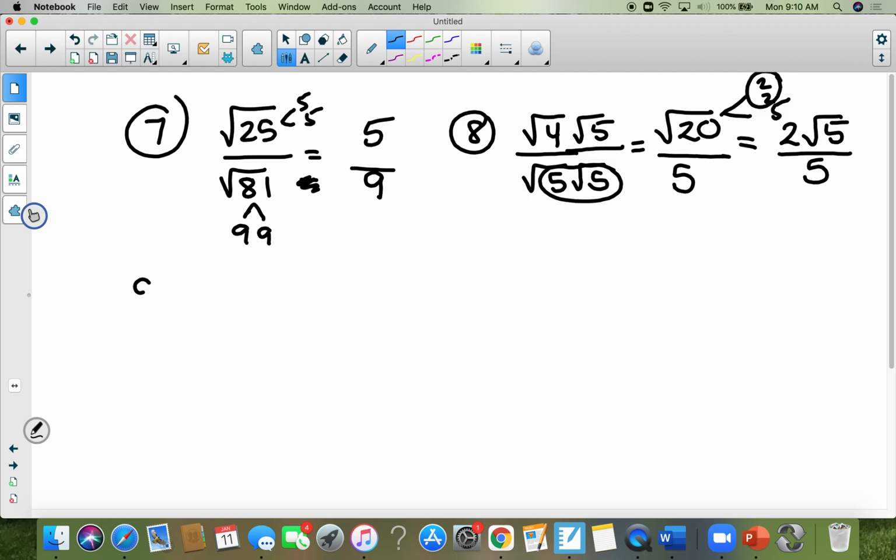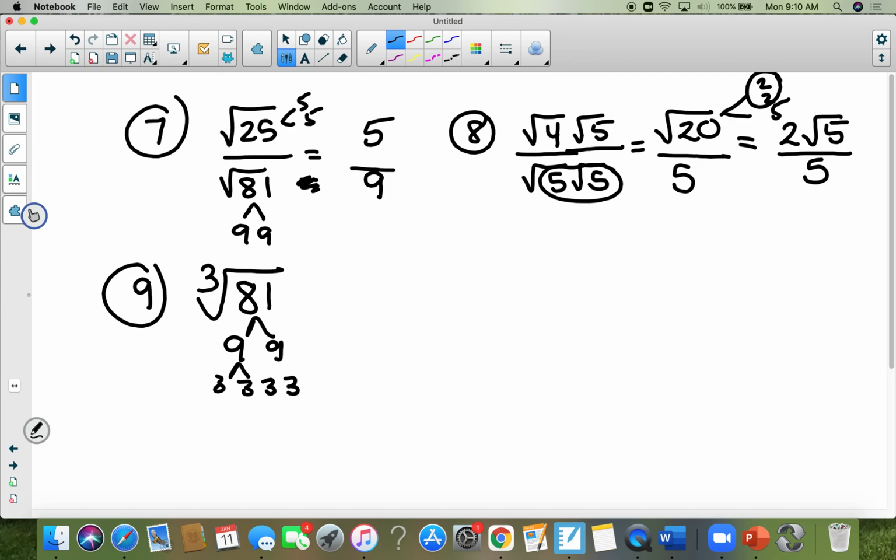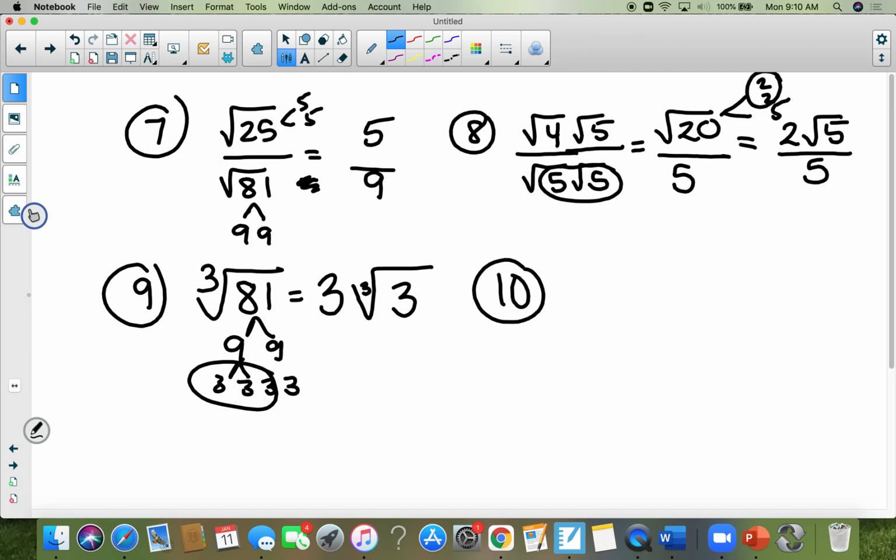Number 9 is the cube root of 81, which is made up of 9 and 9, which is made up of 3, 3, 3, and 3. Now we're looking for 3 of something. I can take a 3 out, but I have to leave a 3 inside. Not doing that is going to be marked wrong on the test. You have to make sure you put a little 3 there to know that it's a cube root problem for number 9.